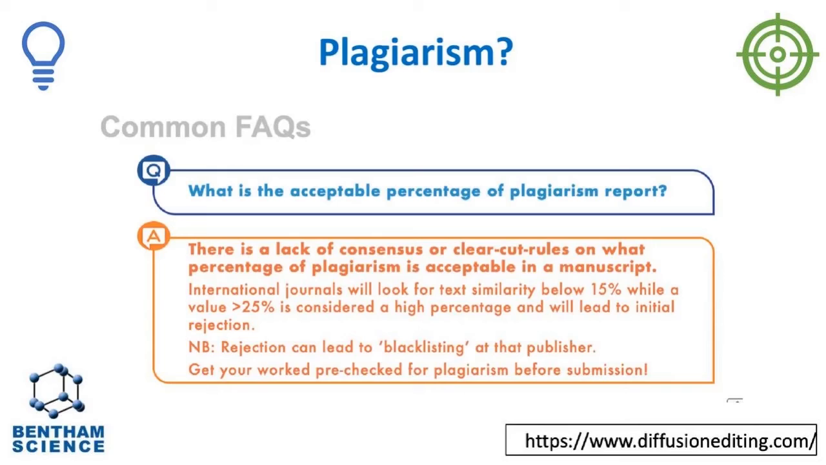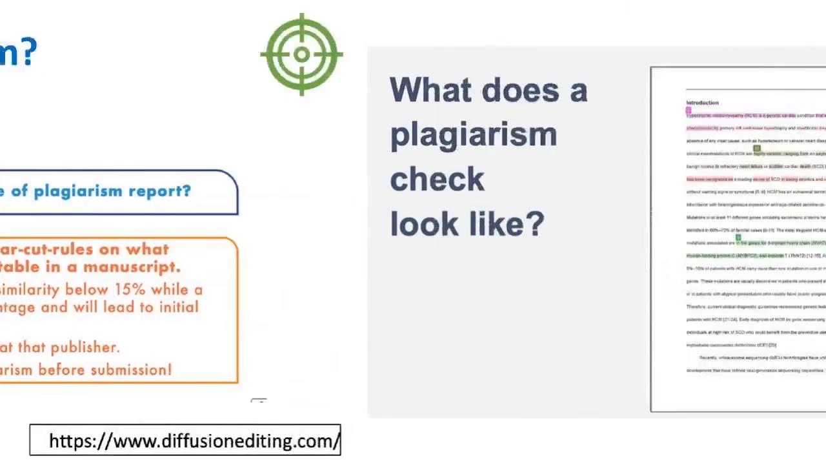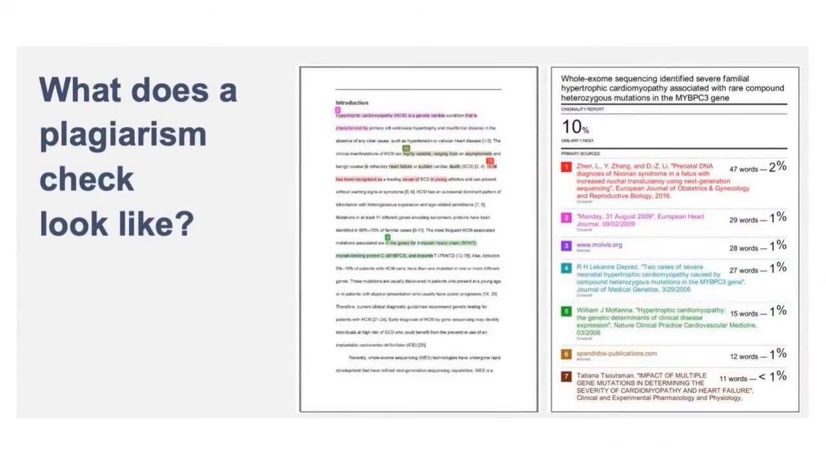And it happens all the time. We submit all of the papers that come into our journals through this kind of software. And if an author is scoring above 15%, then questions get raised by the editors as to whether the paper has been correctly attributed. Rejection can lead to blacklisting at a publisher. So it is a good idea to get your work checked before you make a submission.